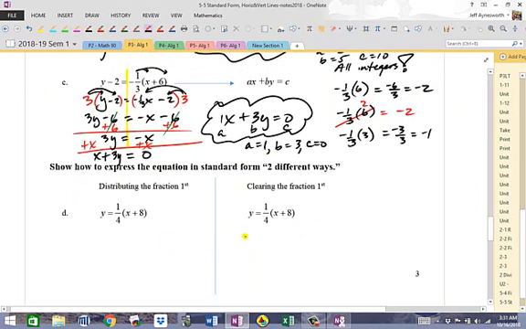All right. Pause the video and show how to express this equation in standard form 2 different ways. First, by distributing the fraction through, and then simply the next one just by clearing the fraction first. Okay. Go for it.